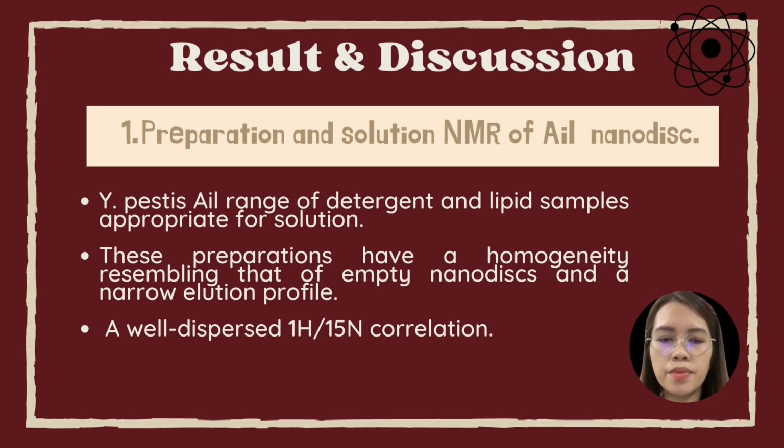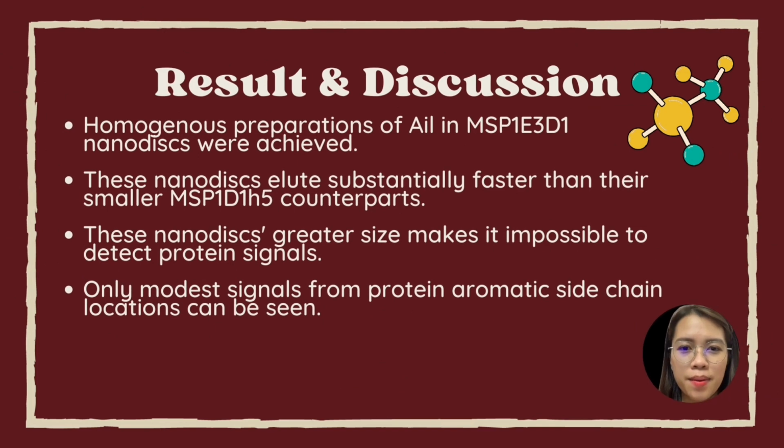MSP1E3D1. This preparation has a homogeneity resembling that of the smaller nanodiscs and a narrow elution profile, according to analysis by size exclusion chromatography. A well-dispersed 1H-15N correlation spectrum has been obtained. Additionally, homogeneous preparation of L in membrane protein nanodiscs was achieved with some molar ratio.